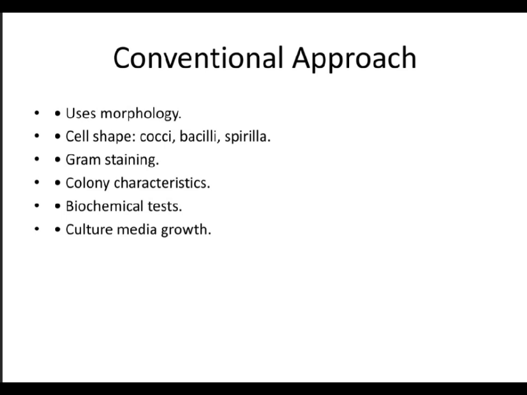The next is conventional approach. Before DNA technology was available, scientists relied only on observable characteristics. They first examined the shape of bacteria. There are three common shapes. Cocci means round, bacilli means rod shaped, and spirilla means spiral shaped. Then they performed gram staining. These tests divide bacteria into gram-positive and gram-negative bacteria.